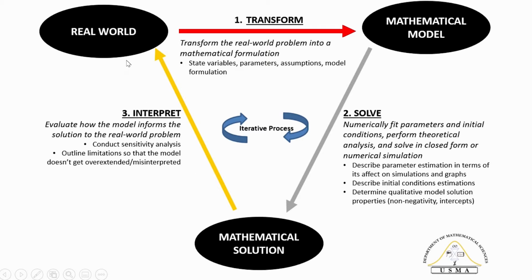And so we'll go back. Sometimes we go back to the real world because we have this iterative process of restructuring our model so that we're capturing what we need to capture and that the analysis that we do makes sense. And so that's why we have this little circle in the center. But right now, we're just moving from the real world to the mathematical model.